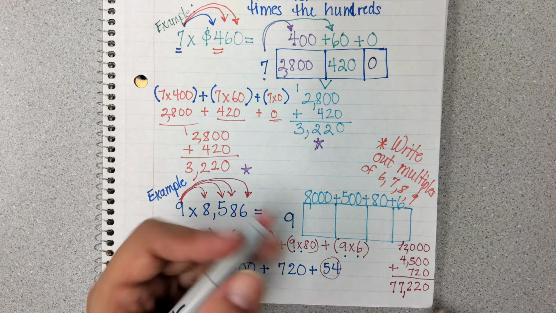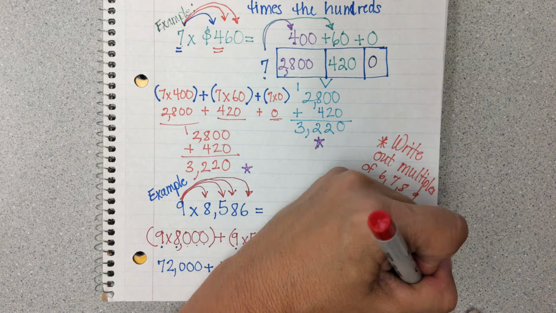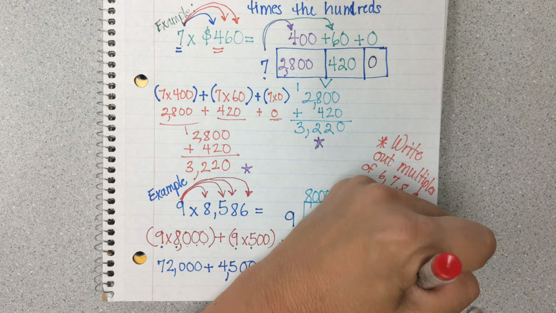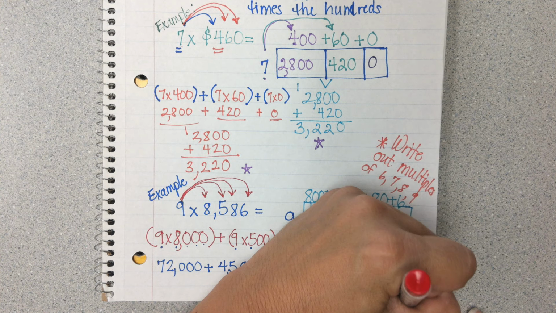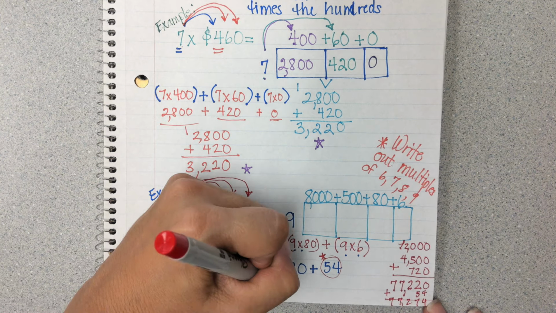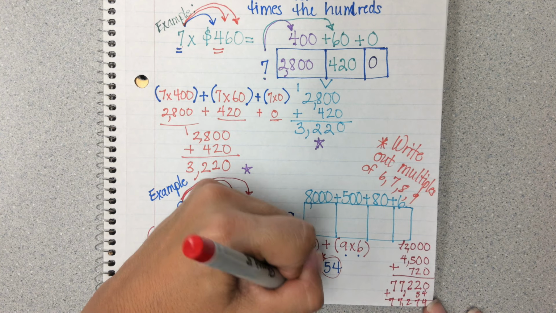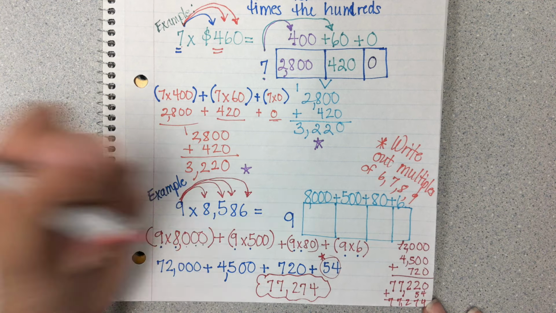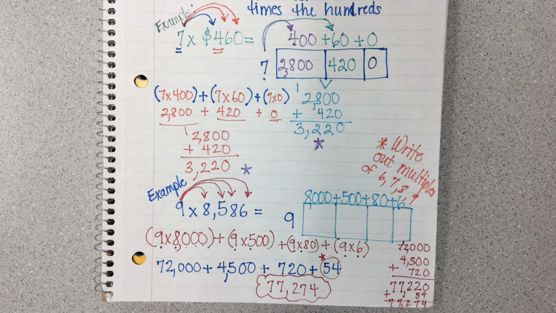I'm not finished. Can't forget this guy right here. 54. 4, 7, 2, 7, 7. I have an answer of 77,274. Now, if I really need to and I really want to, I recommend that you do check your work by doing the one you're experts at, which is the area model.